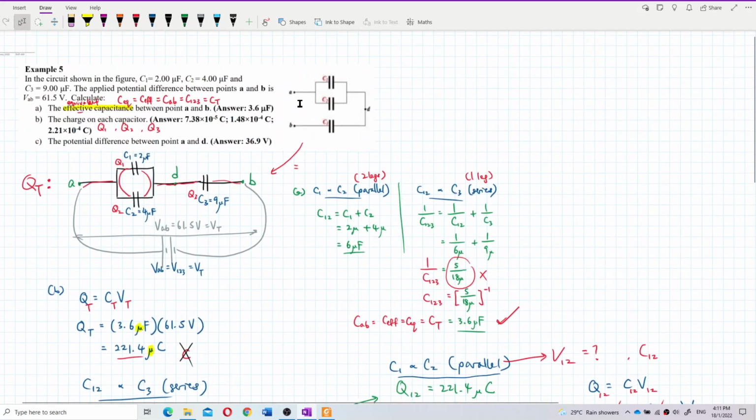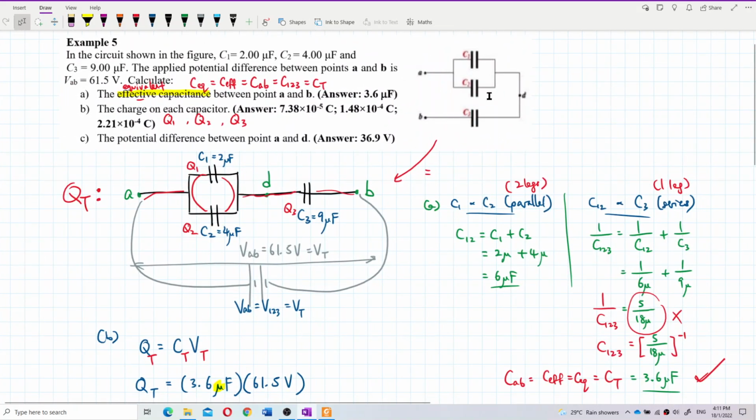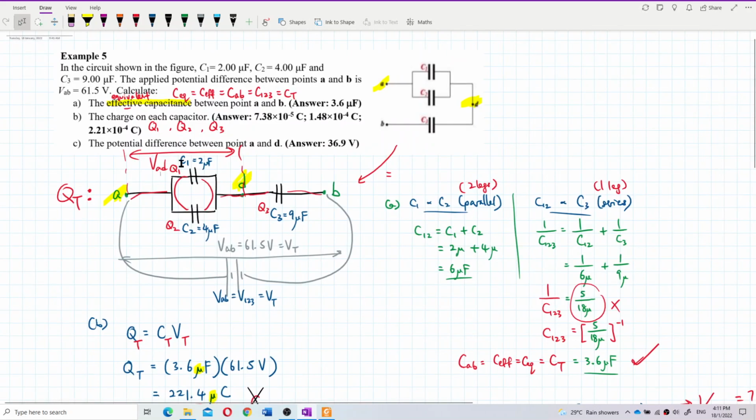Now, talking about the potential difference between point A and D. Where is point A and point D? That means I want to find the voltage between here, the voltage between this one. Voltage between AD. What is voltage between AD? Voltage between AD is actually voltage 1, 2. Do you see that?